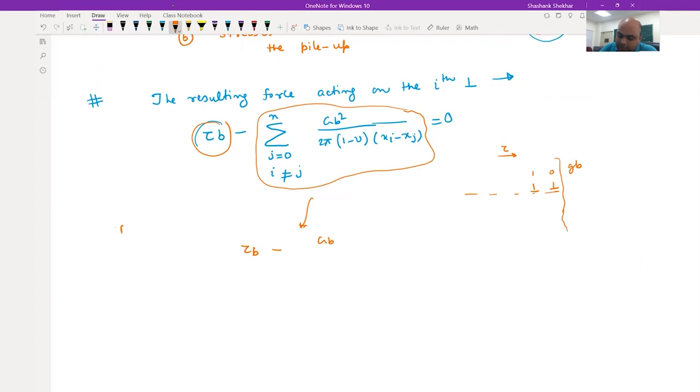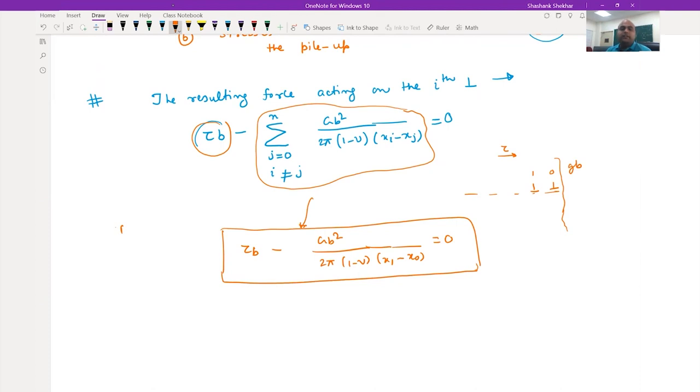So this will be Gb² divided by 2π(1 − μ), then the sum over j, where x_i − x_j equal to 0 to n; n is equal to 1 here, so it can go to a maximum of 1. So x1 minus x0, and the second term will be 0, x1 minus x1, that will be 0 anyway. So that cannot be counted, i is not equal to j. Okay, so this is the equation for the ith dislocation. Similarly, you can calculate for dislocation number 2.